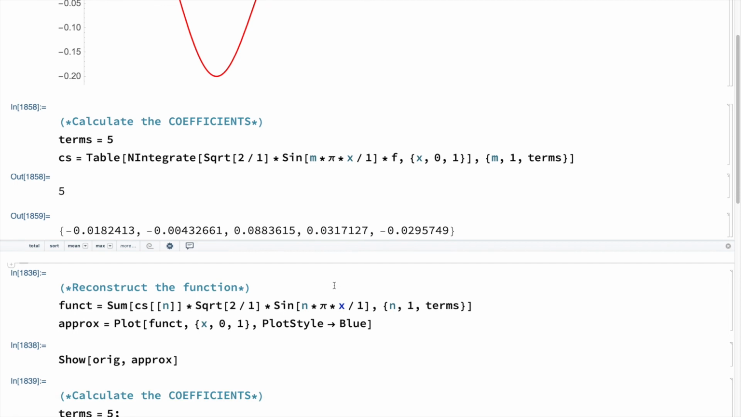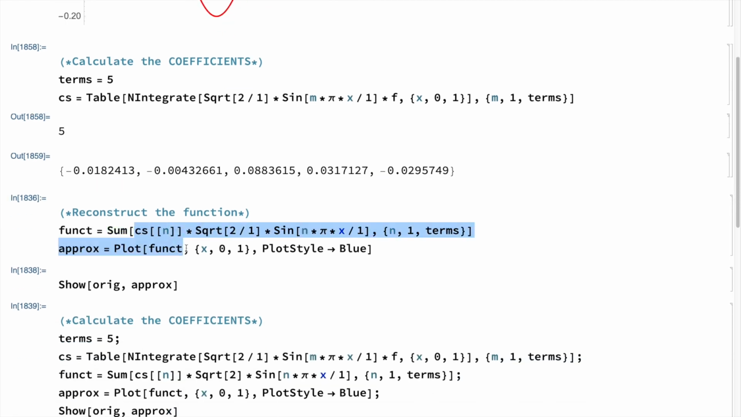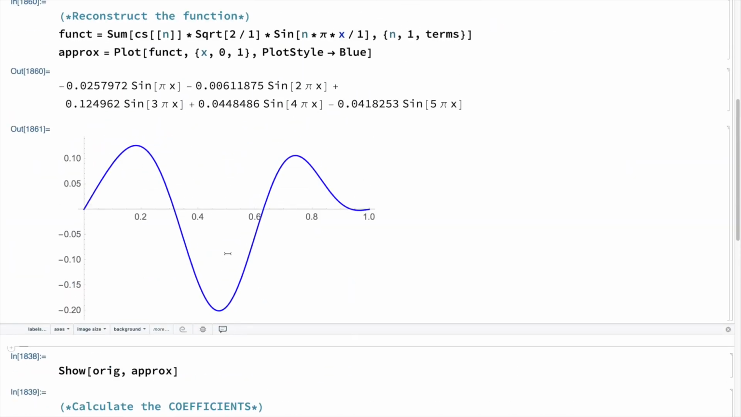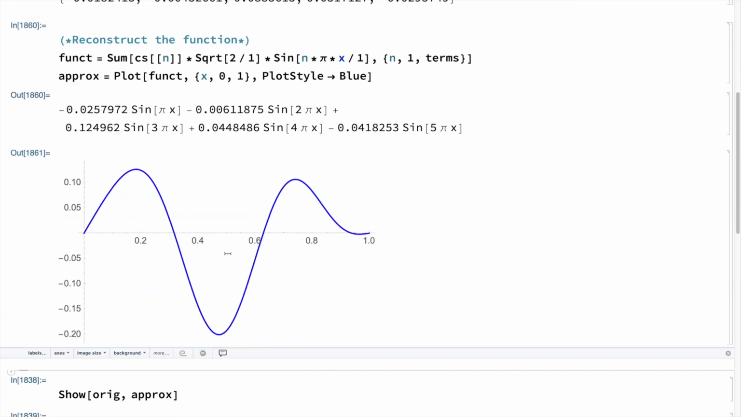So to reconstruct the function, I have to take those coefficients and take a sum over those coefficients times the basis functions. This is evaluated at t equals 0. And so I'm going to let n go from 1 to 5 terms, and then let's just plot it. Well, that looks nice. It kind of reminds me of the original shape.